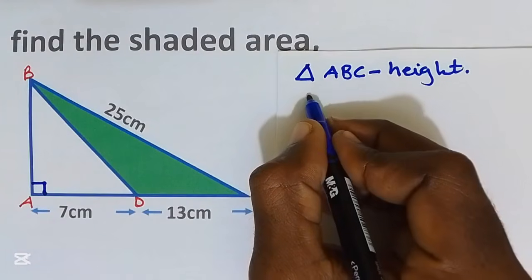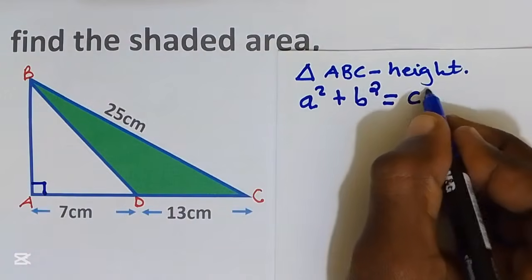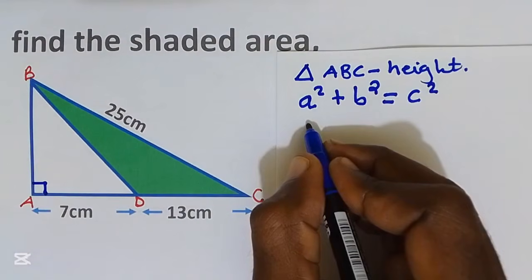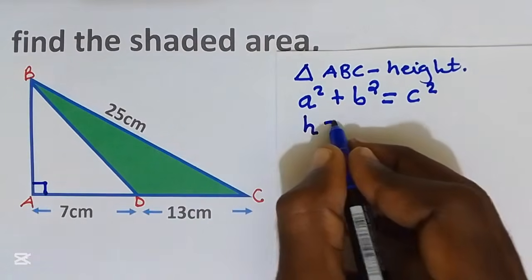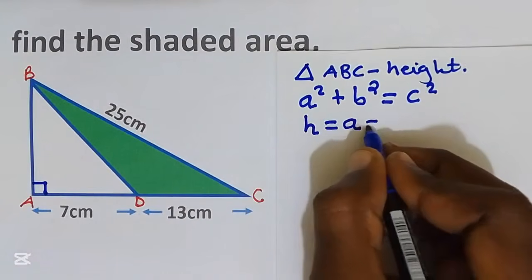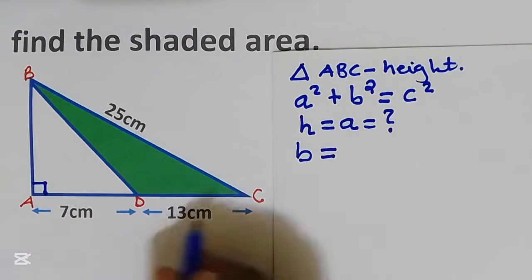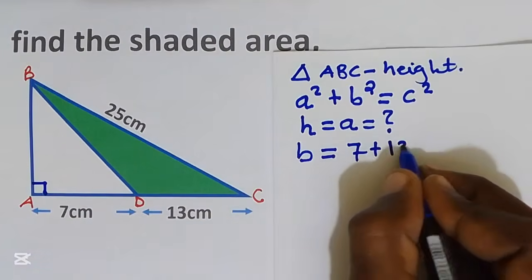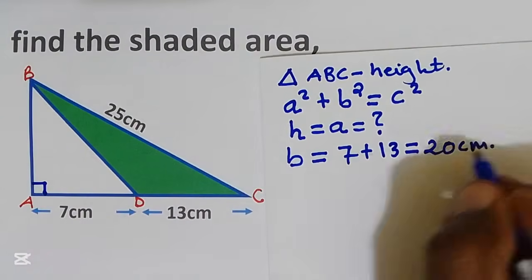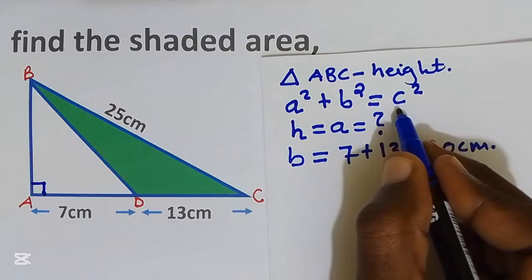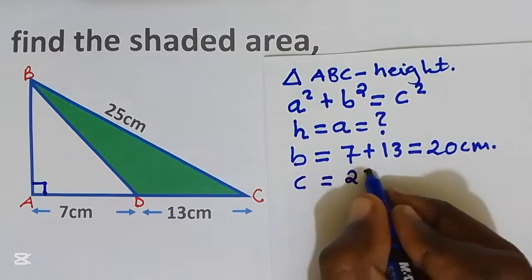Pythagorean theorem states that a square plus b square is equal to c square. Let us call a is equal to height. So let's say height is equal to a, we are looking for, and b is equal to 7 plus 13, which is going to be 20 centimeter, and c, the longest side, is equal to 25.